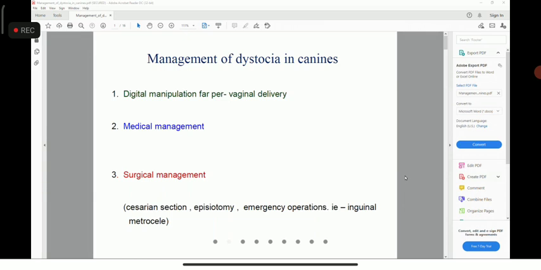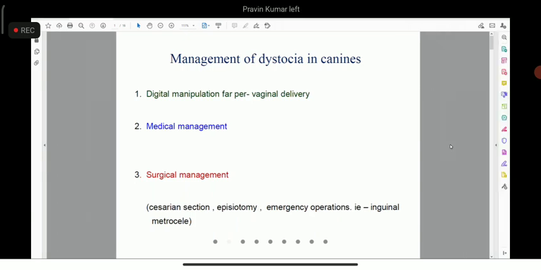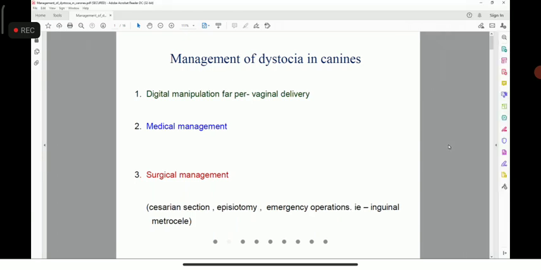The surgical management is a separate class, so I'll teach you how to do surgery, especially this cesarean section in case of a small animal and large animal. What are the precautions? How you will proceed on that? So that will be discussed in a separate class. So we will discuss digital manipulation and medical management.